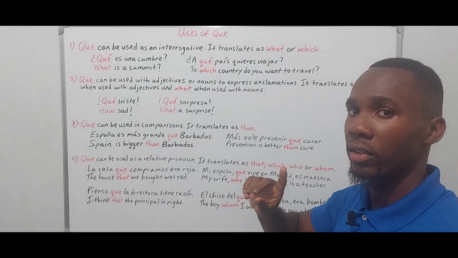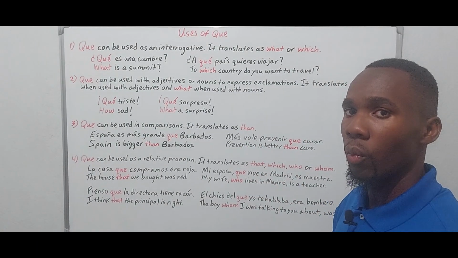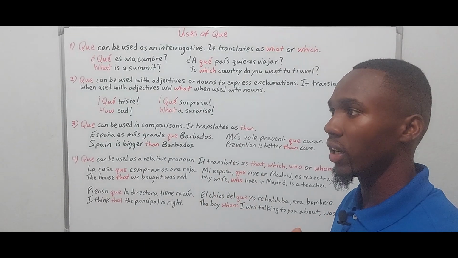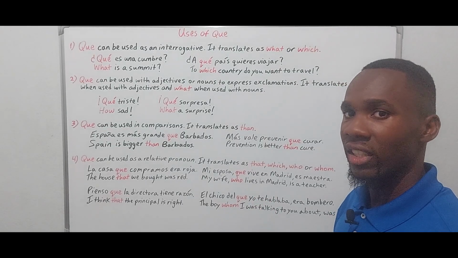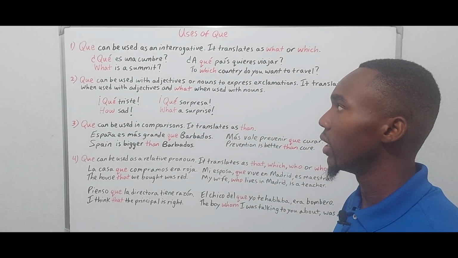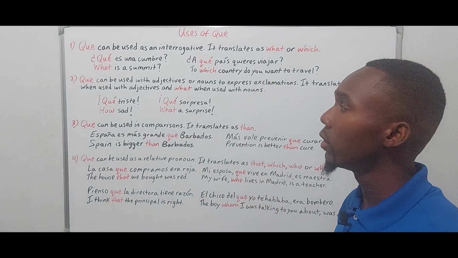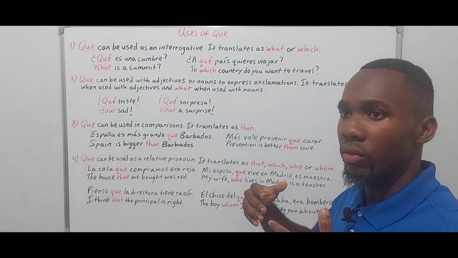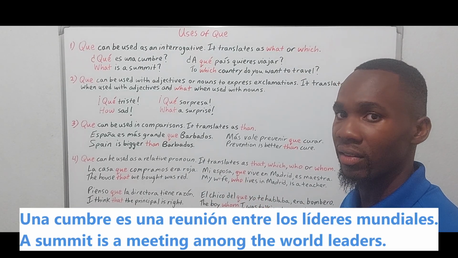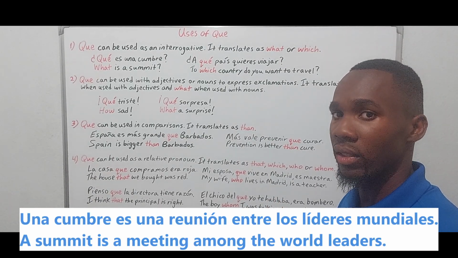Now this is very important. It translates as what when we use it with verbs, right? Because we are trying to obtain specific information, right? ¿Qué es una cumbre? What is a summit? So in this case, this is the definition that we are seeking. Una cumbre es una reunión entre los líderes mundiales. A summit is a meeting among world leaders, okay?